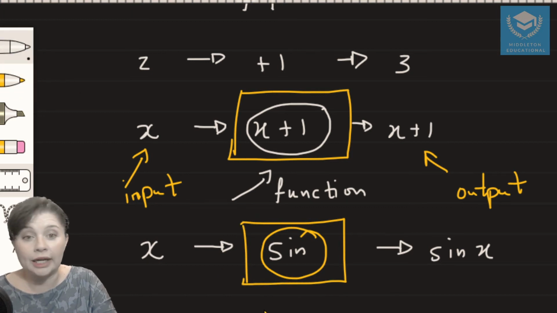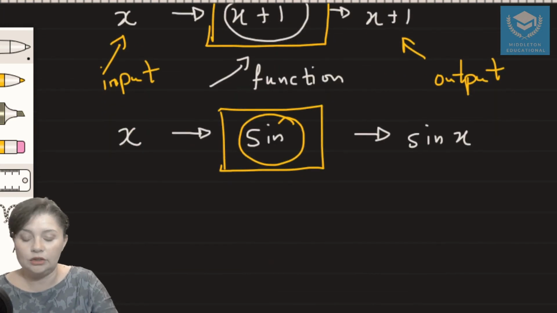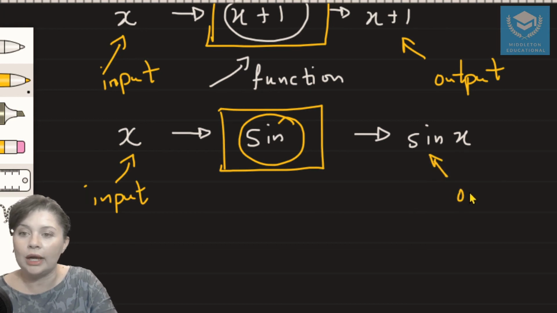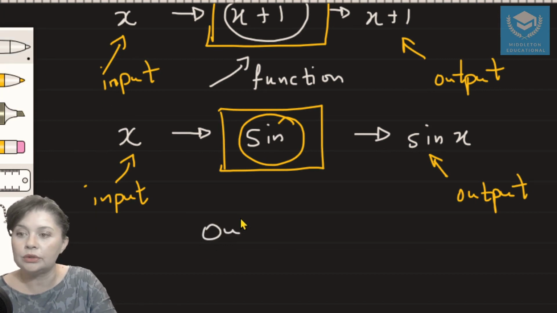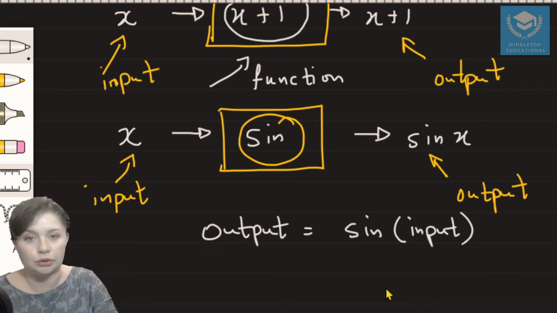And the way we'd write it is to say that if x is your input, and sine x is your output, then your output is equal to sine of whatever you input.